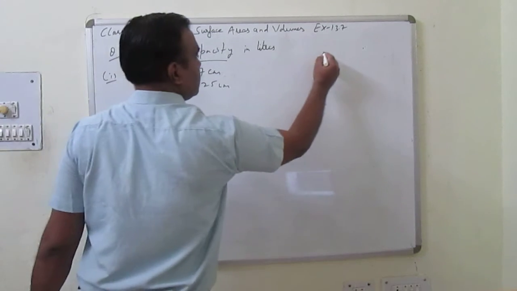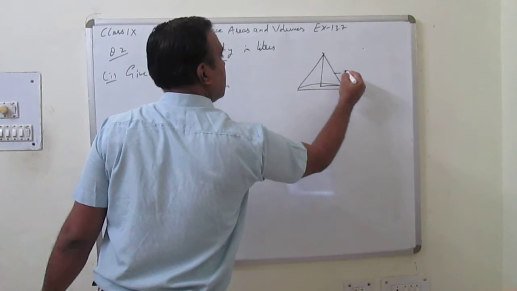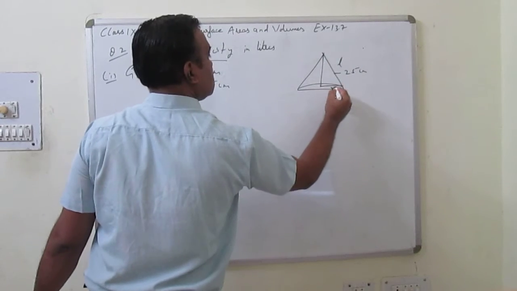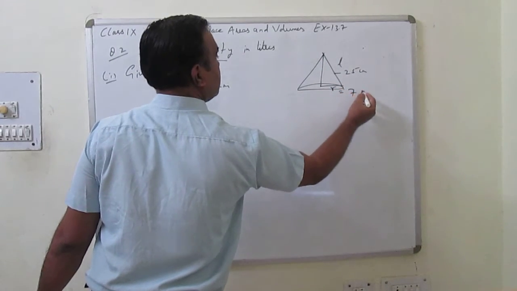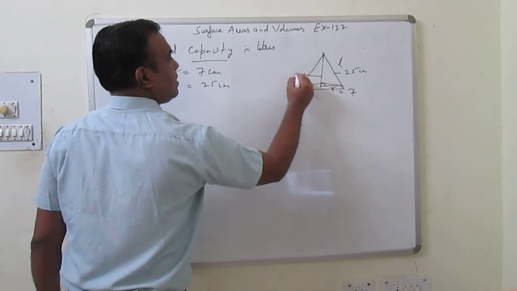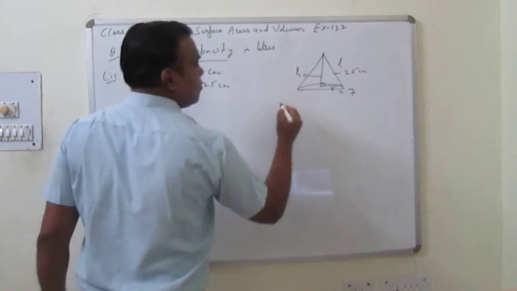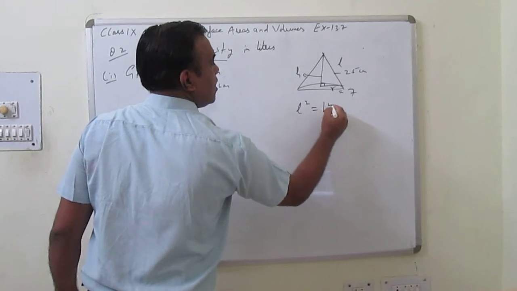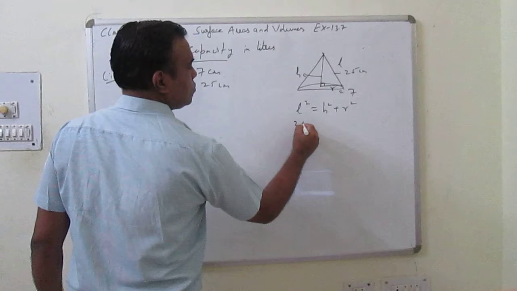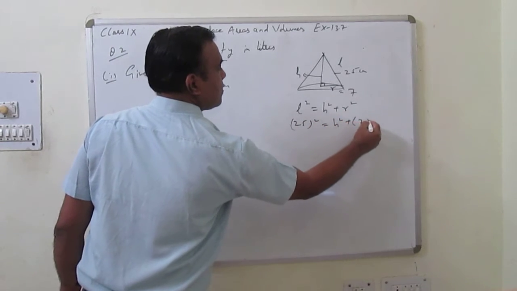Now see here, this is a right circular cone. This slant height is given to you 25 centimeter L. This r is given to you 7. This is a right triangle inside cone. This is height. So we can find height. We know that slant height square is equal to h square plus r square. So slant height is 25. h square don't know. r is 7 ka square.